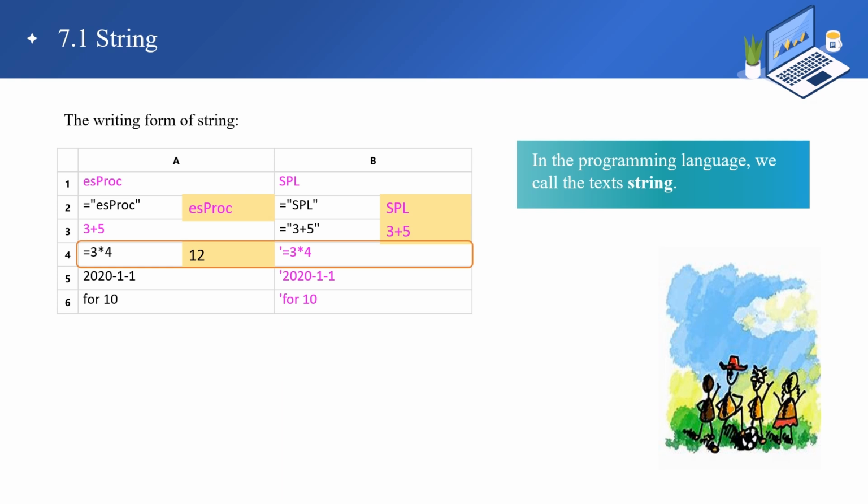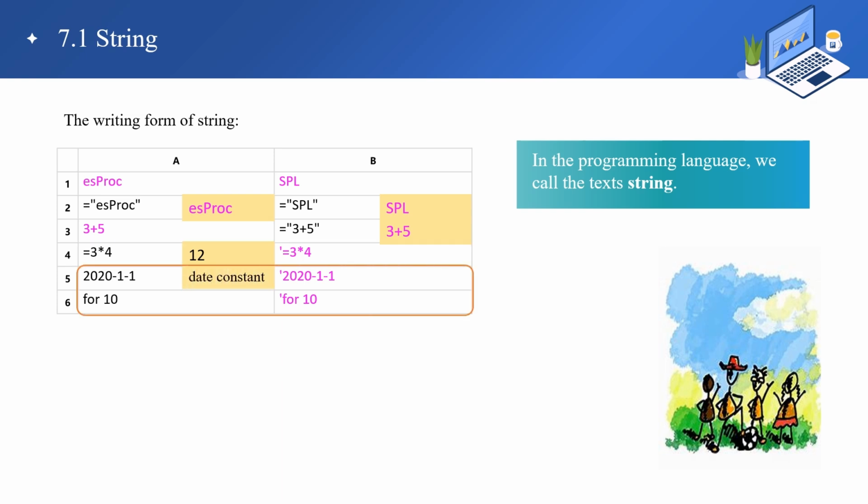If we want to write a string constant starting with equals, we should add a single quotation mark at the beginning of the cell. This extra single quotation mark is not part of the string, and the cell value of A4 is the string equals 3 times 4. Note that only one single quotation mark is needed, do not write another one on the right. If it is written, the single quotation mark on the right will also be regarded as a character of the string. Similarly, A5 is a date constant that can be identified, and it is not a string.